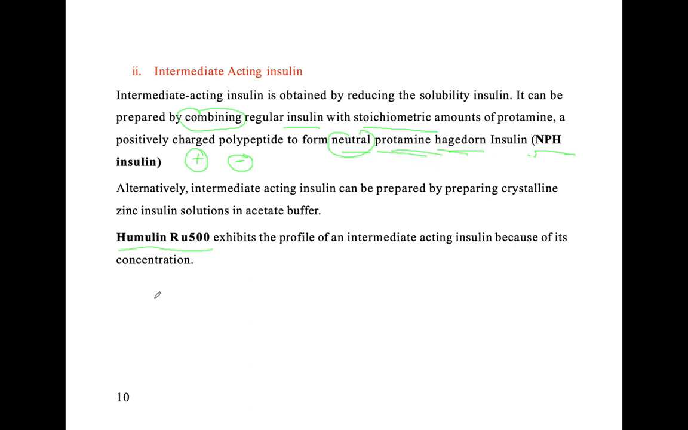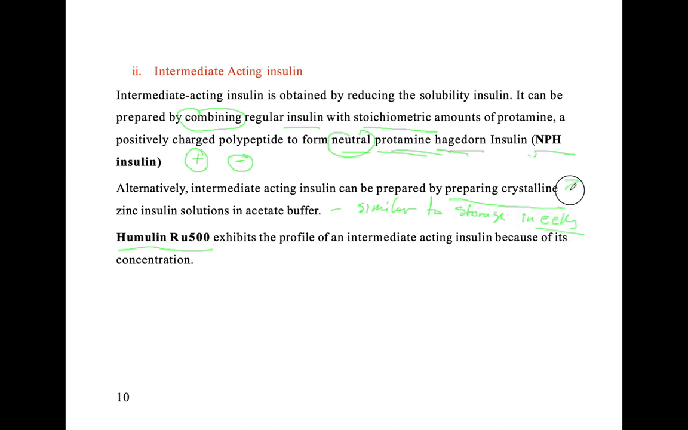Another way to make intermediate-acting insulin is by preparing a crystalline zinc solution of insulin in buffer. And this is similar to how insulin is stored in the cells.